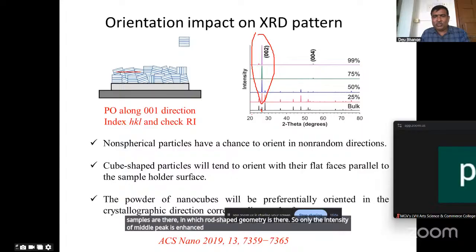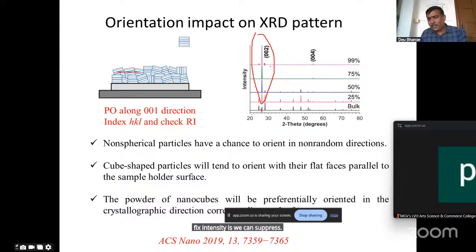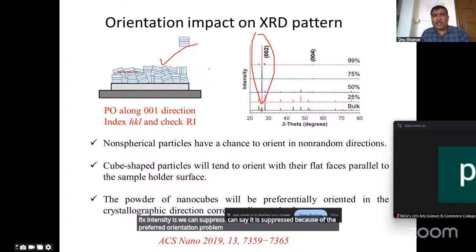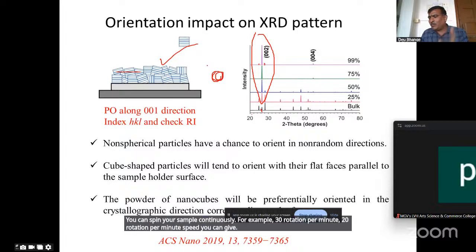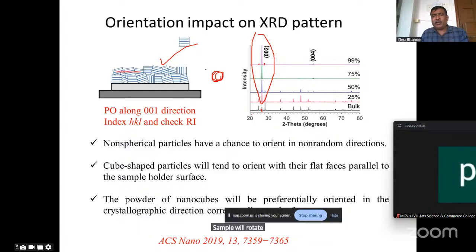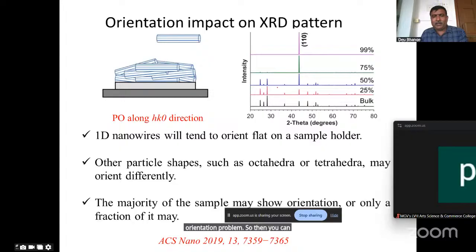So the other two peaks' intensity is suppressed. You can say it is suppressed because of the preferred orientation problem. That is why, when you are collecting X-ray diffraction data of your powder sample, you can spin your sample continuously. For example, 30 rotations per minute or 20 rotations per minute speed you can give. The sample will rotate so that it can remove this orientation problem. Then you can get the expected pattern.